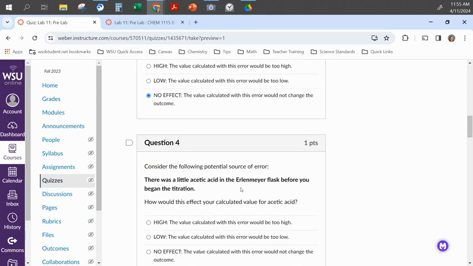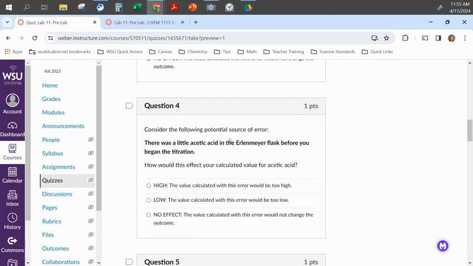Okay, next question. There was a little acetic acid in the Erlenmeyer flask. So yes, that's going to change this, and that's going to make me add more base than I should have. So that's going to make it high. Questions on that so far?